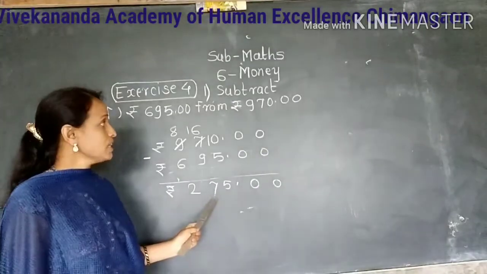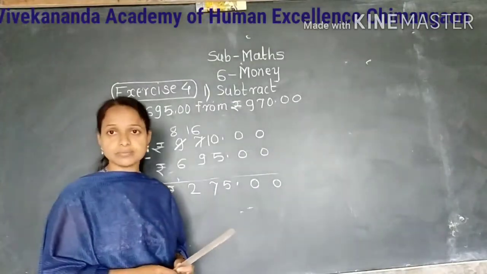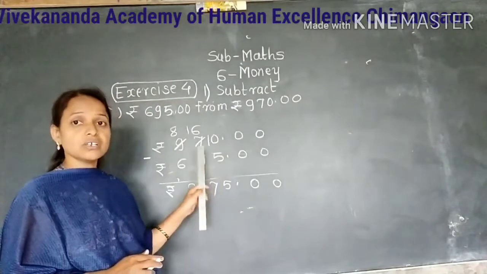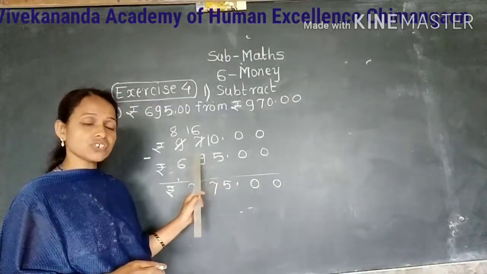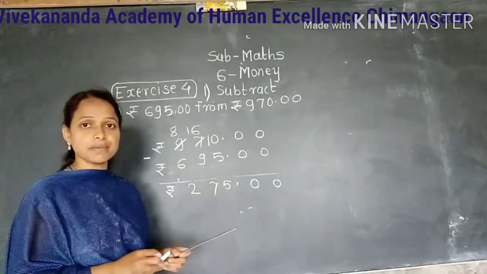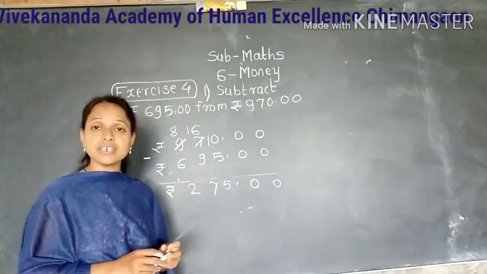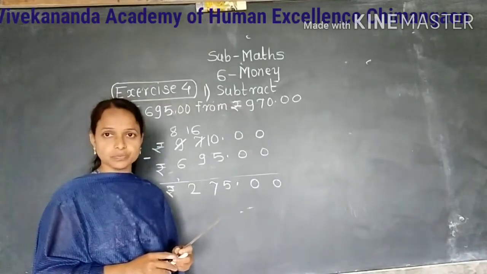Understood? How we subtract money. So if you observe, you came to know that subtraction of money is the same as subtraction of numbers. Wherever needed, we have to borrow. Okay.